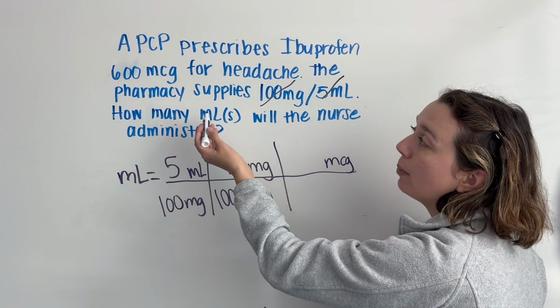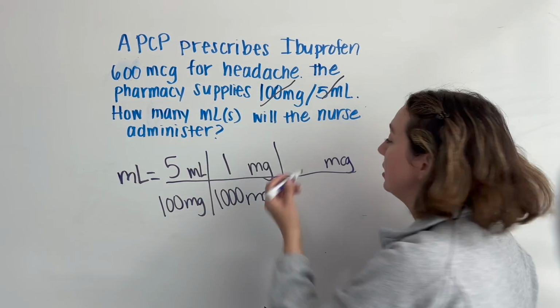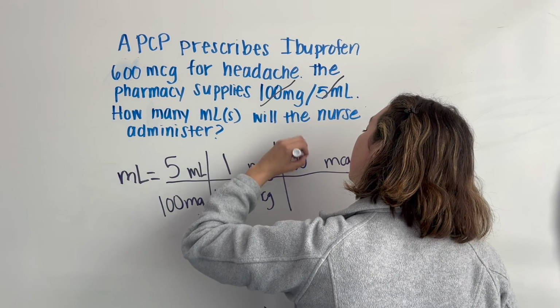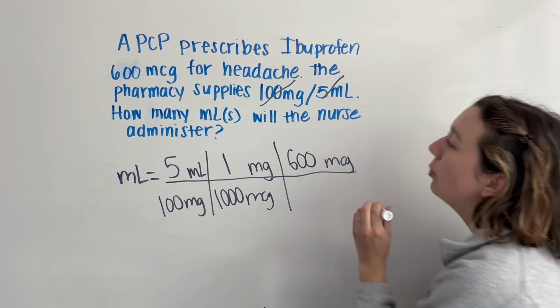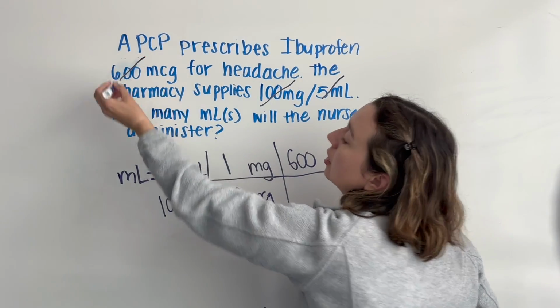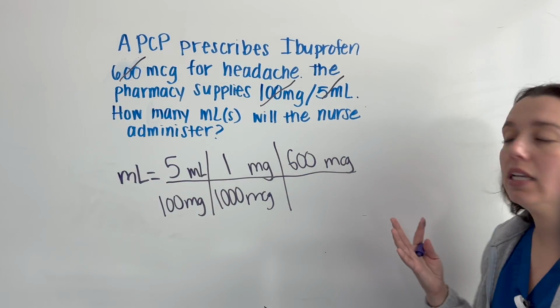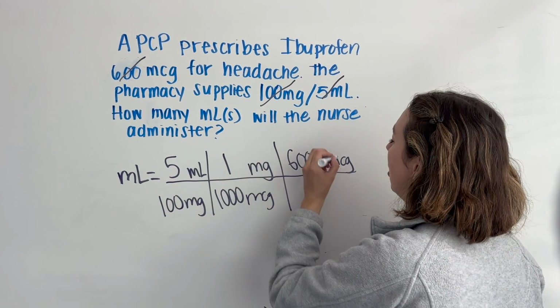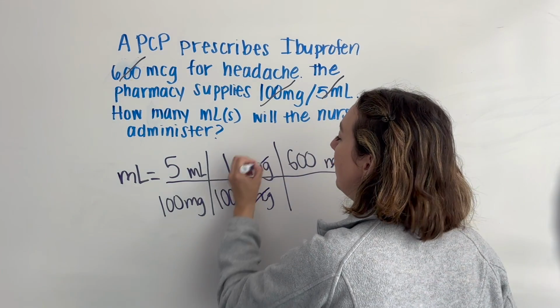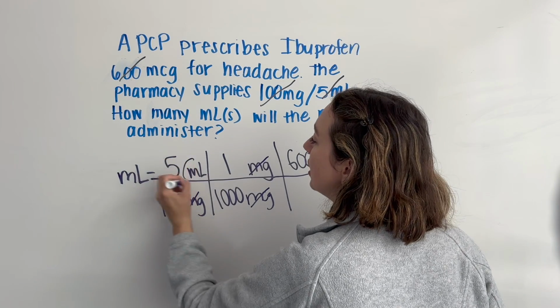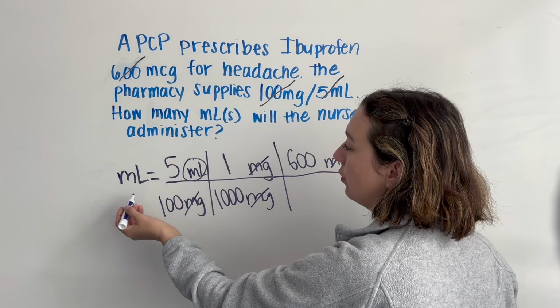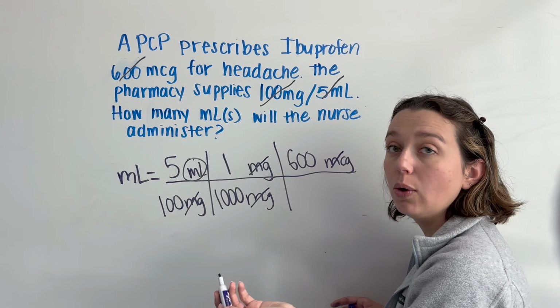Then we go back to our problem. We see 600 micrograms is in our problem. We can plug it in here. Now, we don't have any other numbers left in our problem. Are we done? Well, let's double check. We can mark out micrograms, and mark out milligrams. The only thing we have left is milliliters, which is what we're solving for. So we know that we're done and we can go ahead and multiply.